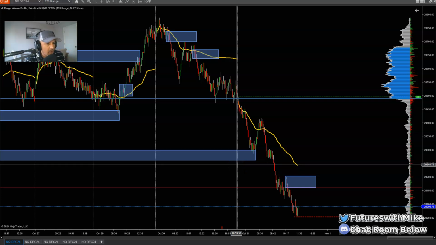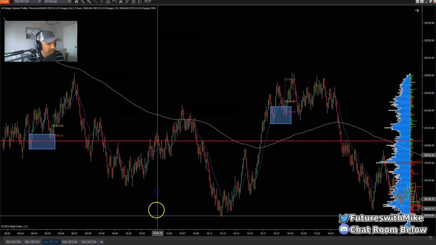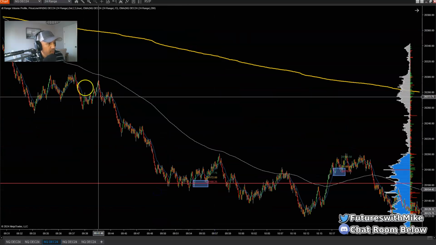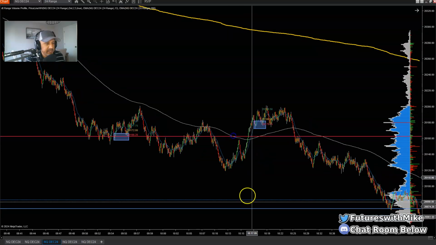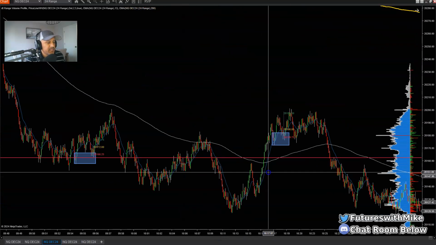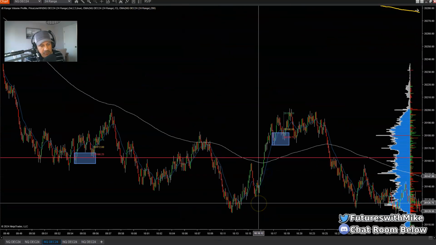But I just wanted to talk about that today, the difference of looking for high quality versus low quality setups. Yeah, like for example, here on my 24 range chart, we can see we're in bearish mode today. The market's been selling off like crazy, but there's still opportunity to look for trades, right?